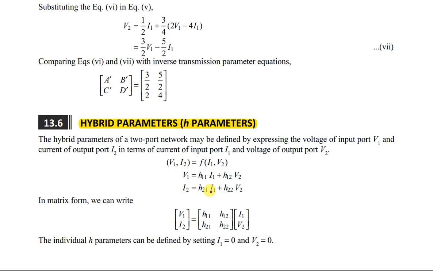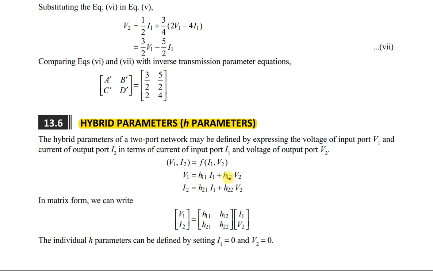Similarly, when V2 is equal to 0, H21 is I2 by I1, output side current by input side current. So it is the forward current gain, I2 by I1, and it has no unit, but H11 has a unit, ohms. These hybrid parameters are also used in the BJT. In the common emitter configuration, I already calculated HFE, HIE, HRE, HOE, and those come from these hybrid parameters only.